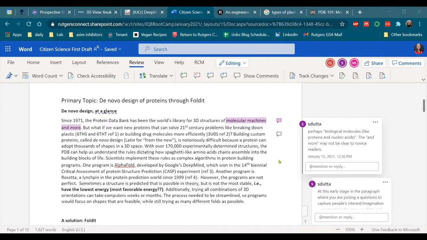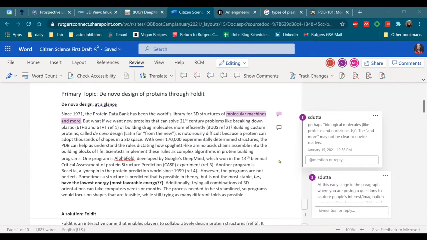With over 170,000 experimentally determined structures, the PDB can help us understand the rules dictating how spaghetti-like amino acid chains assemble into the building blocks of life. Scientists implement these rules as complex algorithms in protein building programs. One program is AlphaFold, developed by Google's DeepMind, which won the 14th biennial Critical Assessment of protein Structure Prediction experiment. Another program is Rosetta, a linchpin in the protein prediction world since 1999.